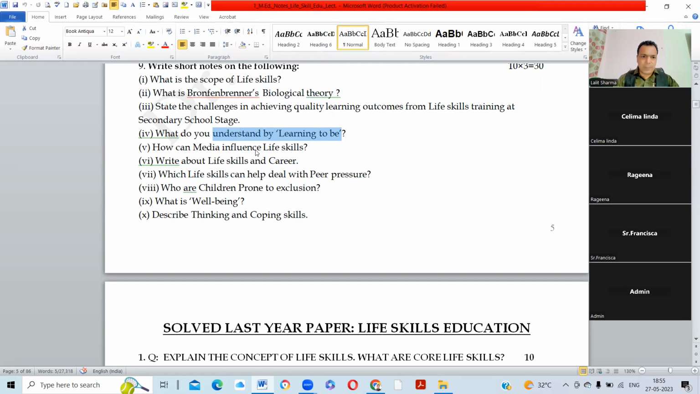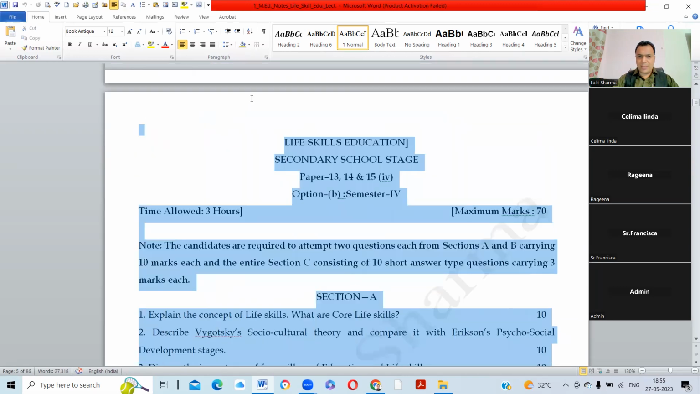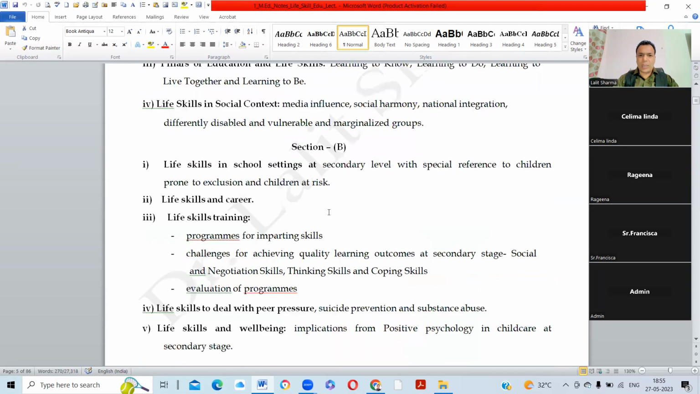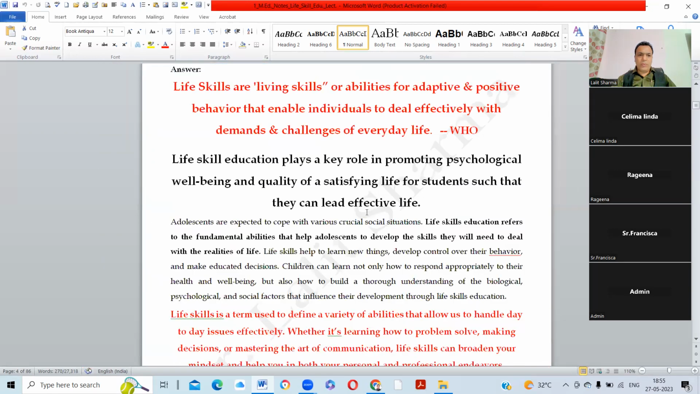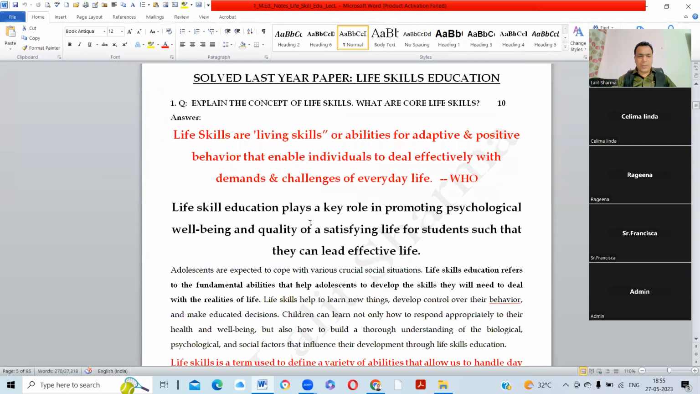You can see media influence as a life skill. Which life skills can help to deal with peer pressure, children prone to exclusion, well-being, describe thinking and coping skills, right? So I think you have come to know what is in the syllabus, and you know what type of questions would come, guys. So now we move to the questions.